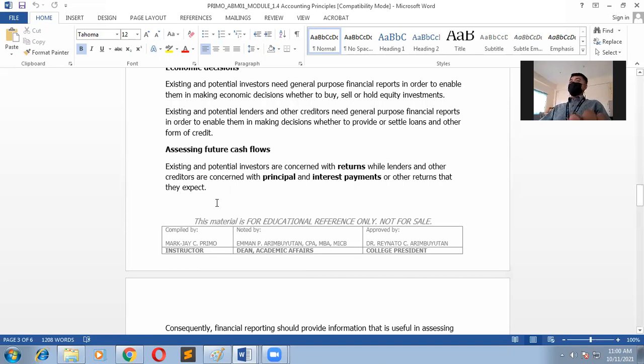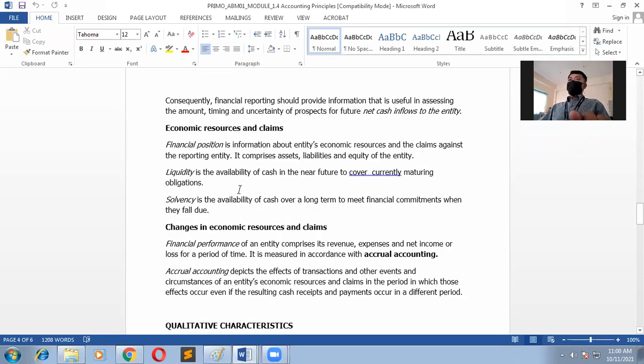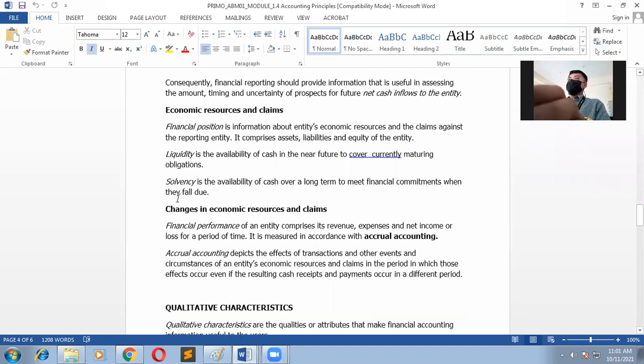In assessing future cash flows, the investors are concerned kung kaya ba silang bigyan ng return o bayaran ng return para sa in-invest nila. Patungkol naman sa creditors, ang concern nito sa cash flow ay whether kung kaya ba silang bayaran sa katawan kita pati ang tubo nito. And of course, in economic resources and claims, we were talking about the financial position of the company. And it comprises assets, liabilities, and equity. This also provides information about the liquidity and solvency of the company.